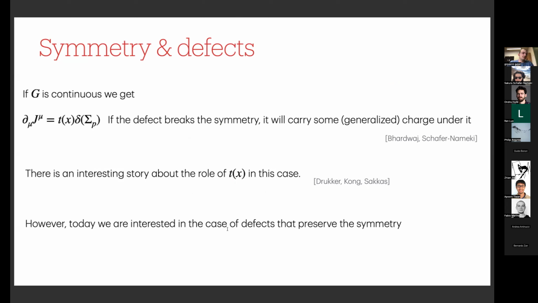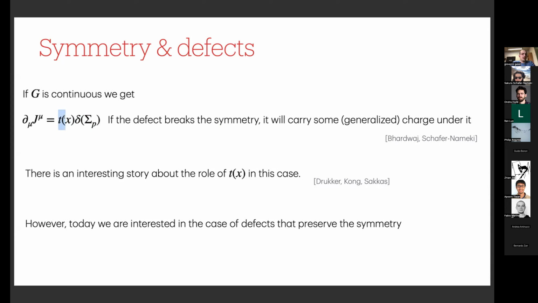Of course, if we add a local modification of the action, this conservation equation can be spoiled, but just locally. So if we apply the Ward identity, we will see that the divergence of the current now is not anymore zero, but it can be non-zero only locally on the defect. And the operator which controls this lack of conservation is the so-called tilt operator. This T(x) is very important. It is the so-called tilt operator.